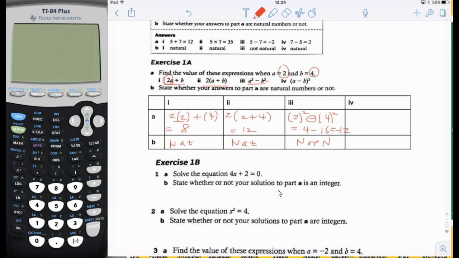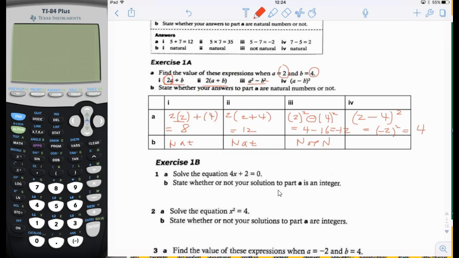What about the last one? (a minus b) quantity squared. So (2 minus 4) quantity squared. So that's going to be (negative 2) in parentheses squared. So the negative also is squared, so you end up with 4.